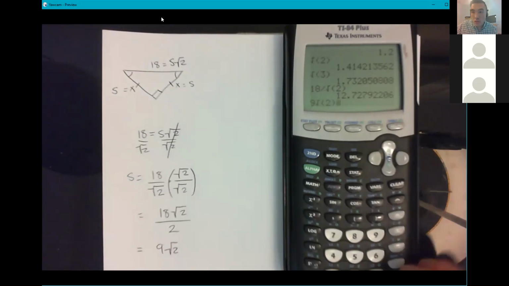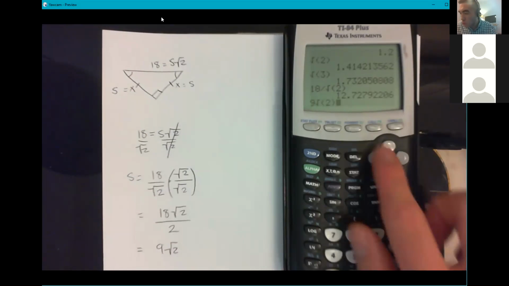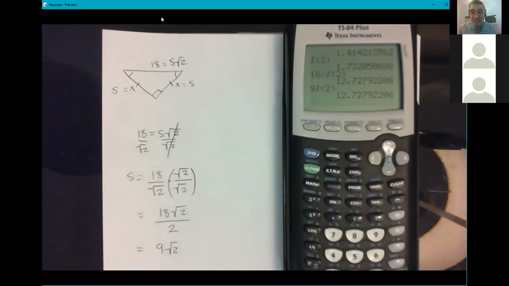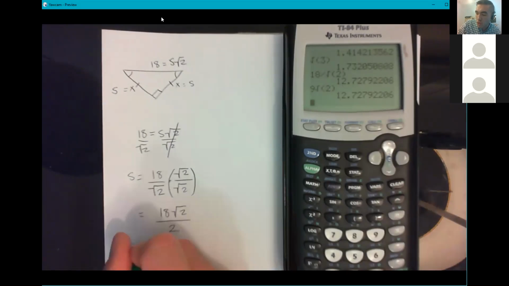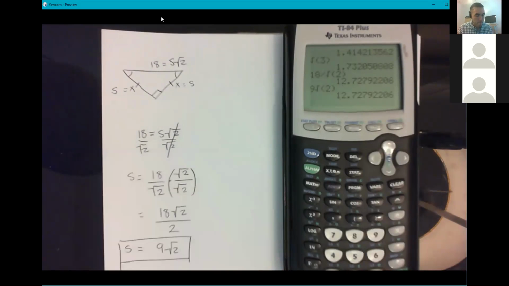Not just because we're lazy at doing arithmetic, but 9 root 2 gives us back literally the exact same decimal. There's no difference in them at any position. It's the same number. It's just that this is a more traditional way to represent the value. Oh, okay. Thank you. You're welcome.